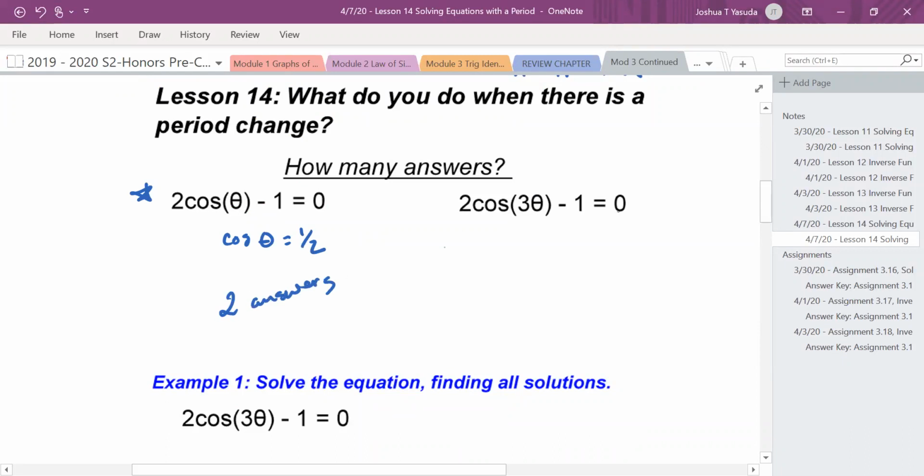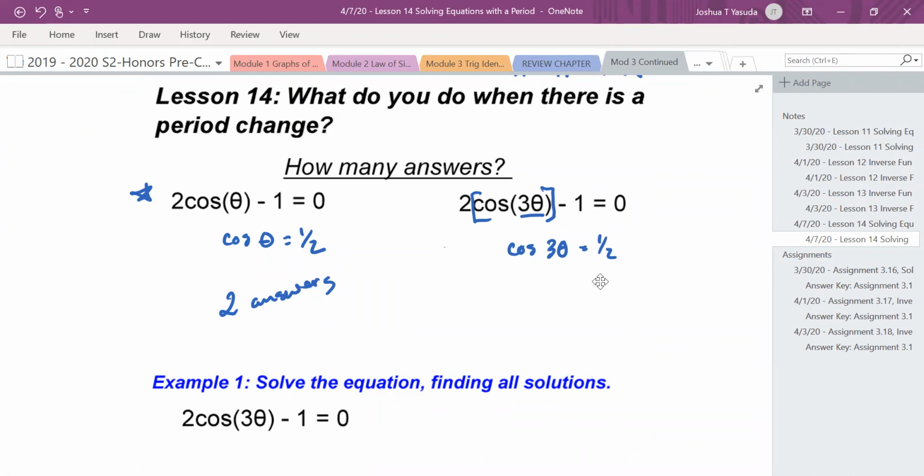Okay. Obviously this looks weird. You got this 3 theta on the inside, but solving it would be very similar. You'd get that alone. So you'd have cosine of 3 theta, and that equals 1/2. And while we may think there's 2 answers, there's actually not going to be 2 answers. So here's what we're going to do.